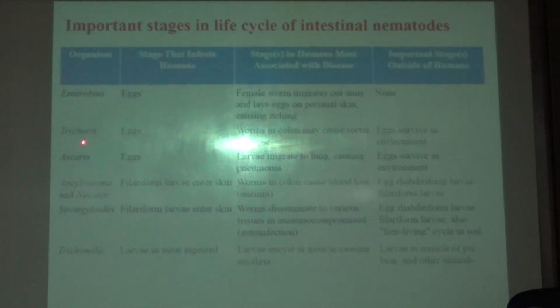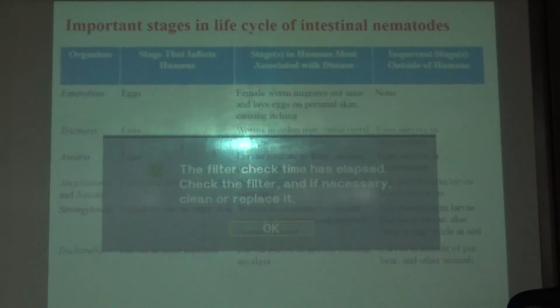Trichuris, worms in the colon may cause rectal prolapse. Eggs survive in the environment. Ascaris, eggs survive in the environment, there is no other stage. Ankylostoma, the larvae form outside and the filariform larvae penetrate from there. Strongyloides, again the same thing.